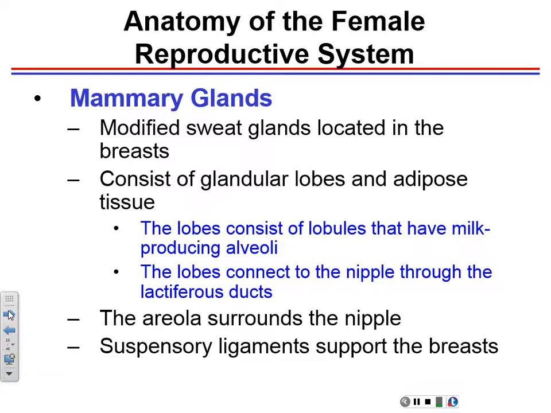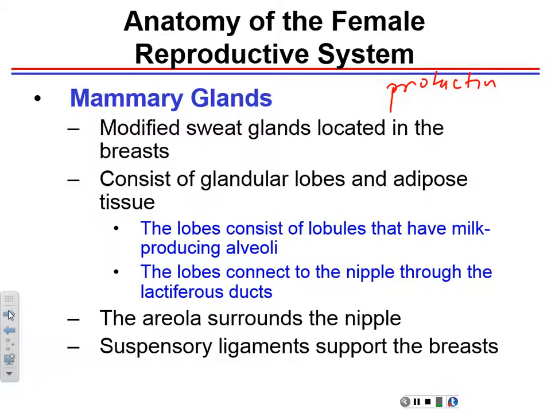So mammary glands, of course, breasts, are used for milk production. All right? And the hormone that causes milk production is called prolactin. I think one of the modules had a question about these hormones.